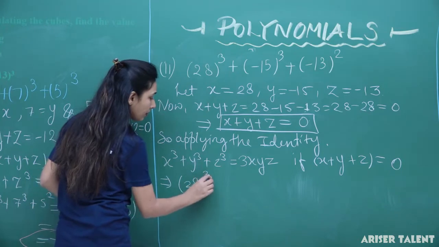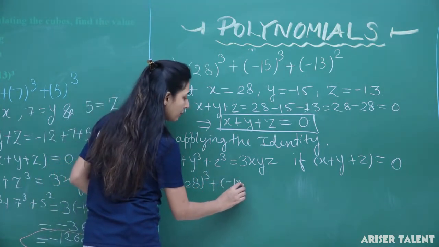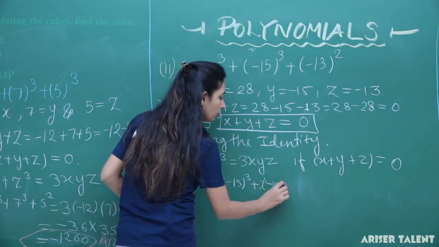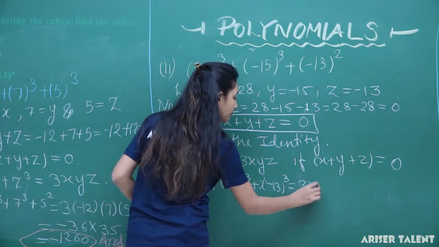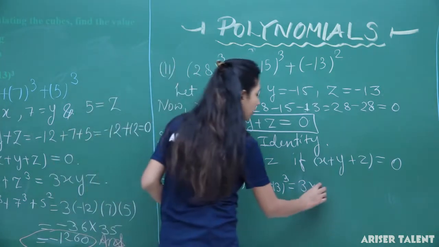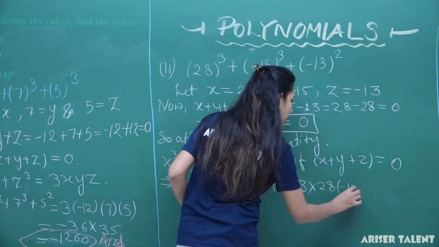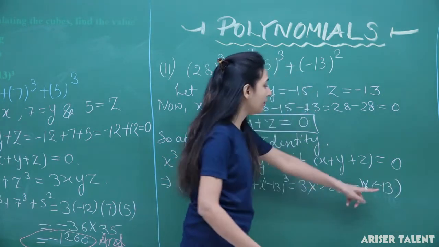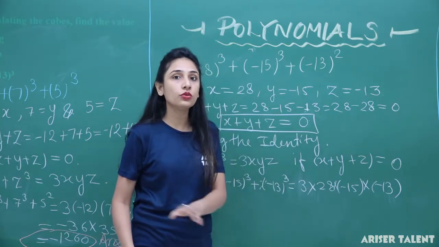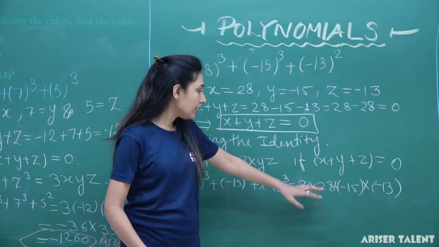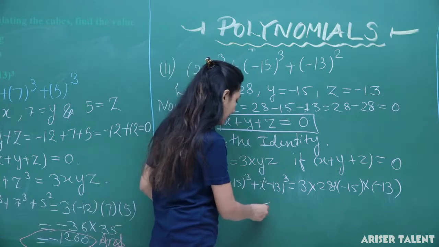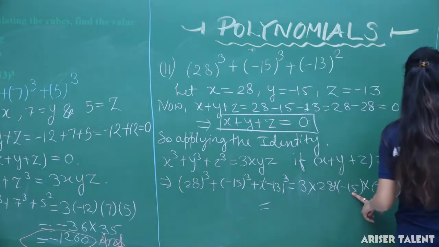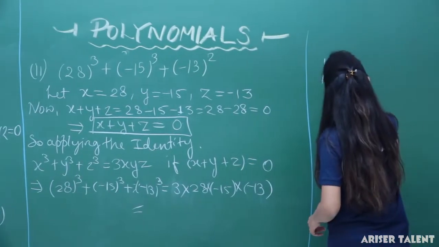28 cube plus y equals minus 15 cube and plus z equals minus 13 cube equals 3 multiplied by 28 multiplied by minus 15 multiplied by minus 13. Now student, look at it, you have two minus signs here, minus minus plus, so you need not worry about these signs. You are getting minus here, but you will have something with this. So I will be multiplying this 15 with 13.